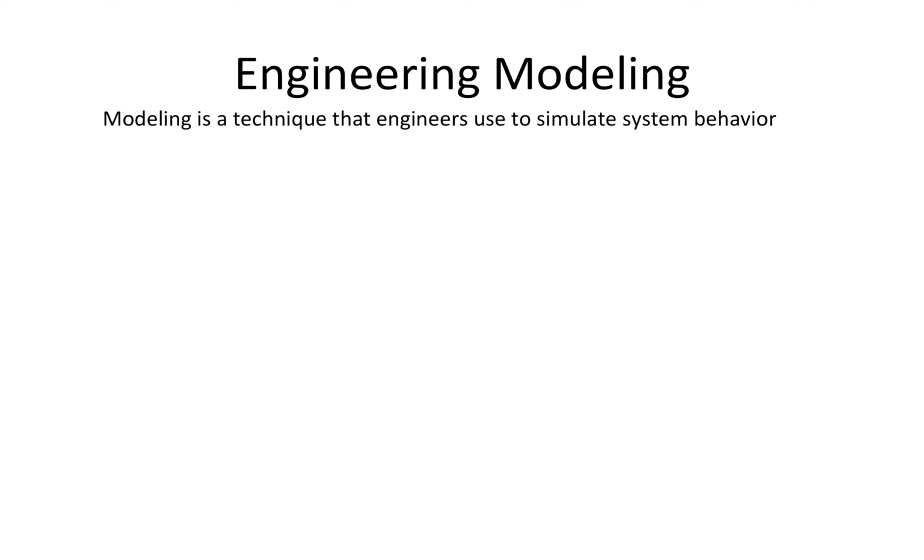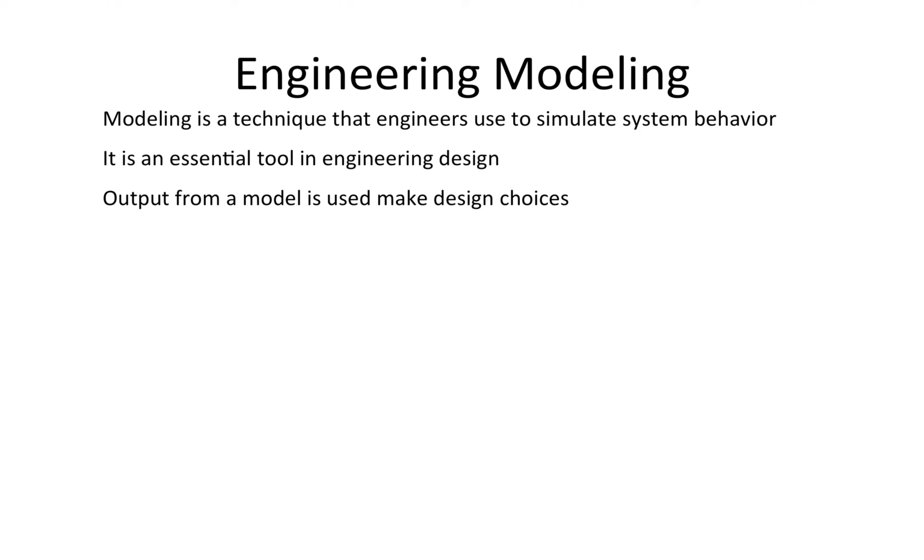This talk is about engineering modeling. Modeling is a technique that engineers use to simulate some aspect of system behavior. It's an essential tool in engineering design. It's used by all different branches of engineering, and it's always a part of the design process. Output from a model is used to make design choices.